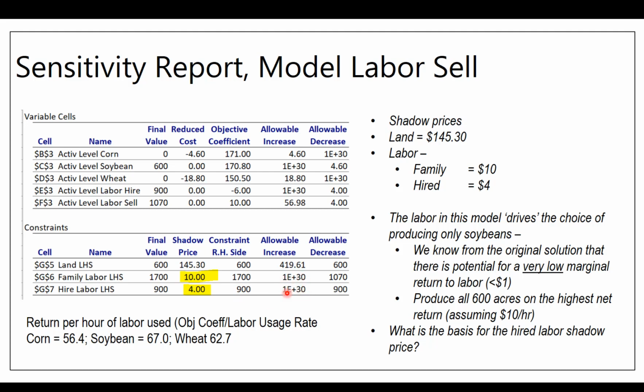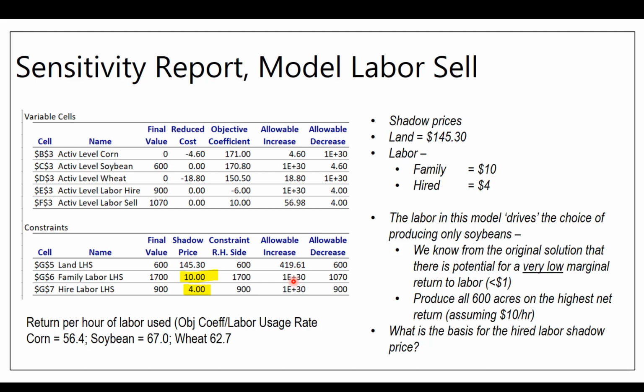And it's in these two things right here. This is telling me that the shadow value on family labor is $10, the shadow value on hired labor is $4, and the allowable increase for these two is infinite. That is a signal that something is up here. Okay, so why would I ever hire more labor than it takes to make the crop?